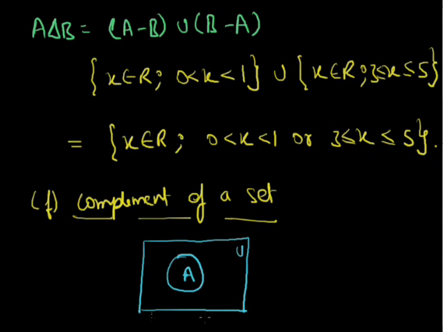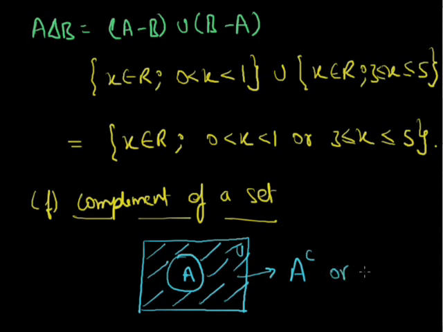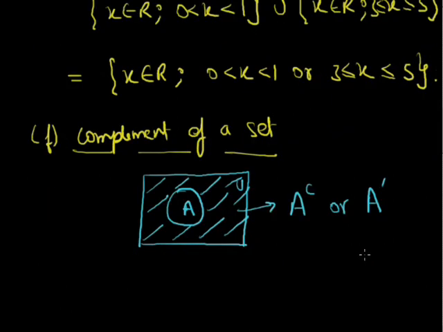This whole region defines the universal set. That is, this whole region contains some elements, and this circle region defines the elements of set A. So if we remove the elements of set A from this universal set, then we will get this shaded region. This shaded region is said to be the complement of set A, and it can be written like this, A^c, or it can also be written as A dash. Both denote the complement of set A.